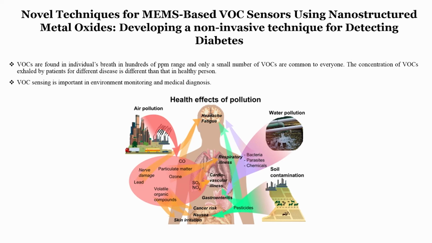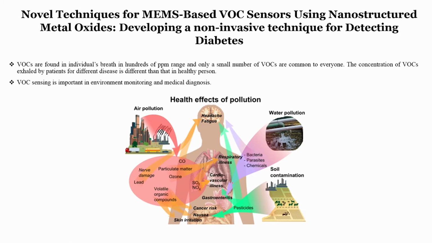The second one is water pollution. What if the water is polluted? If the water is polluted, then there are bacteria, parasites, chemicals, and that can cause fatigue, headache, right. Same thing, if pesticides contaminate the soil, then there can be nausea, cardiovascular diseases, fatigue, and gastroenteritis.